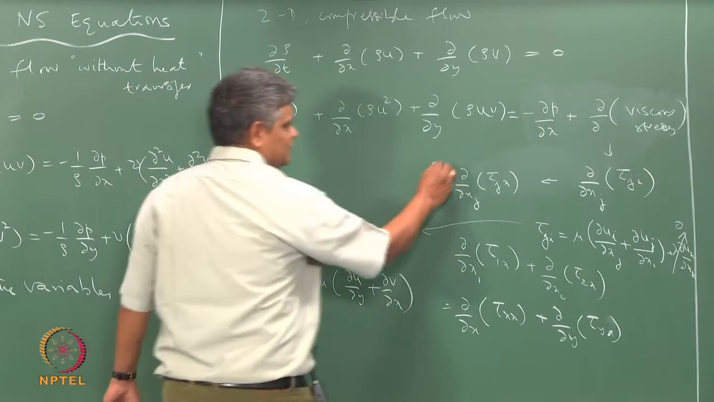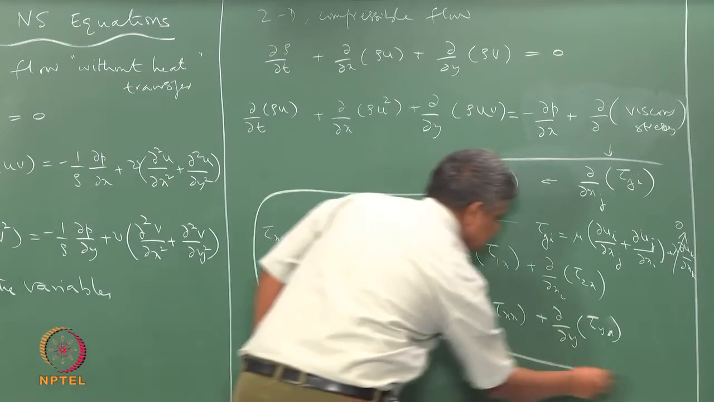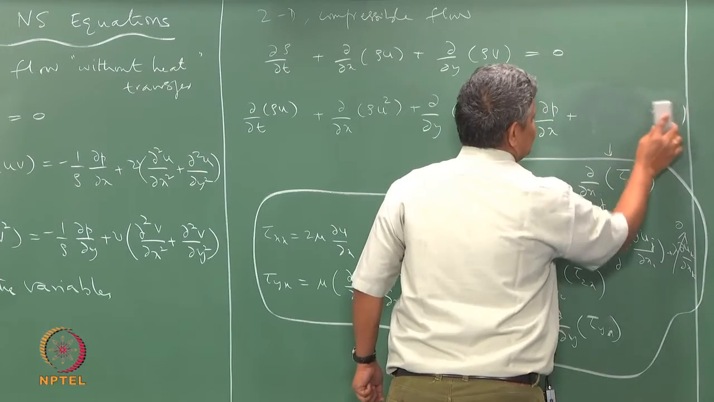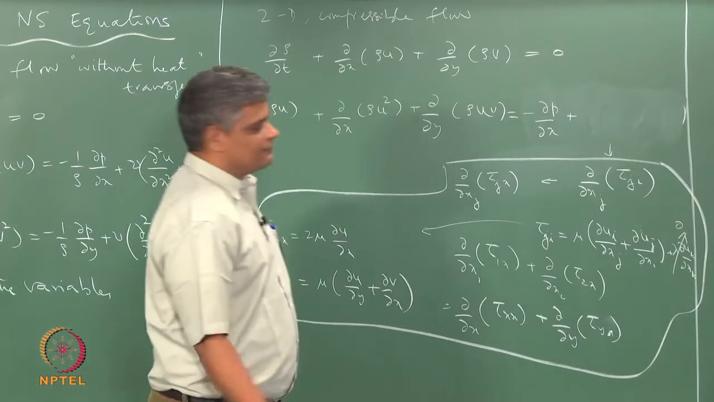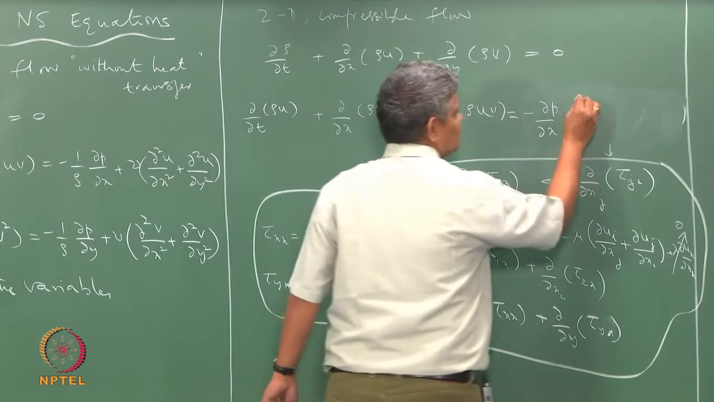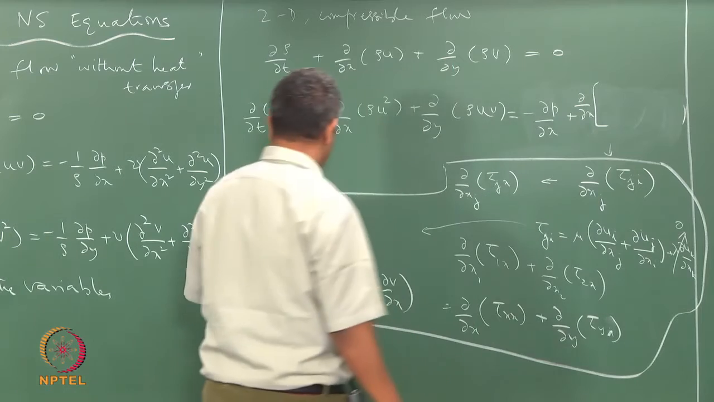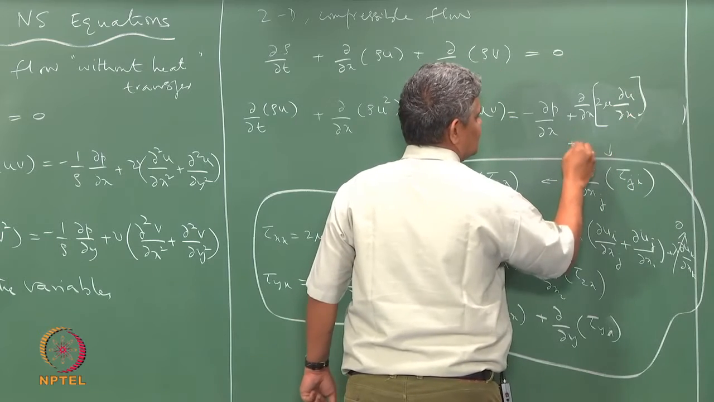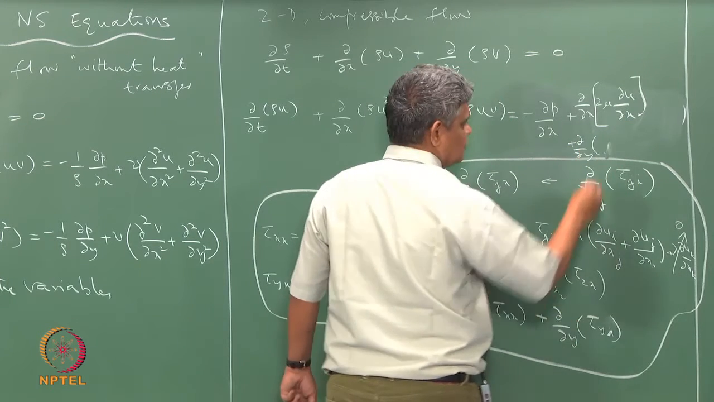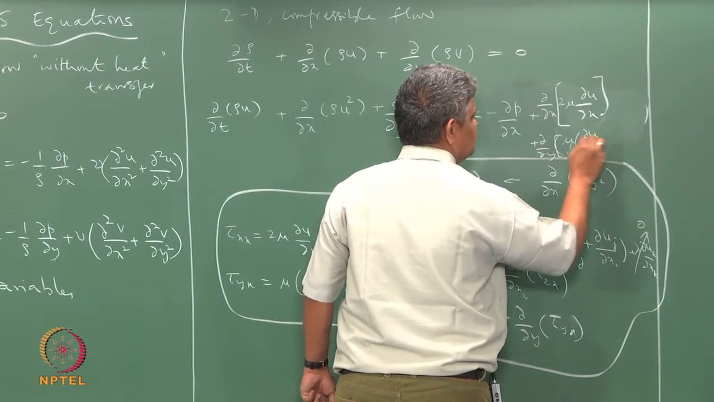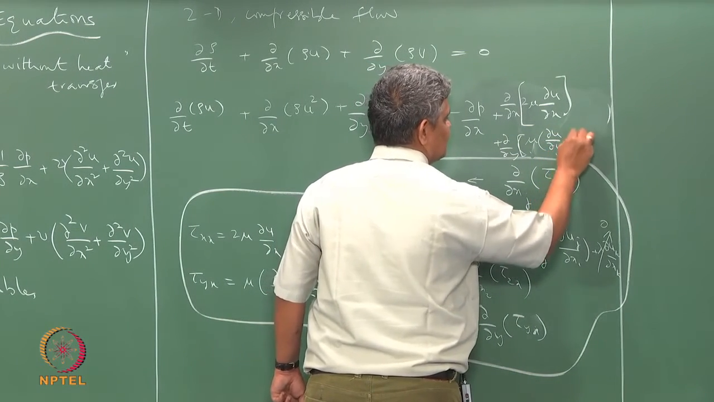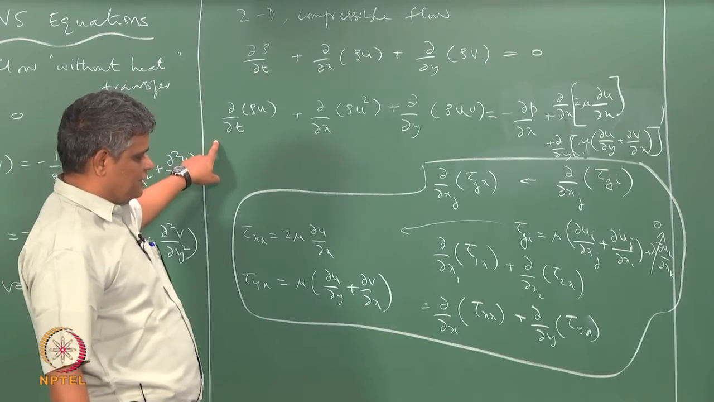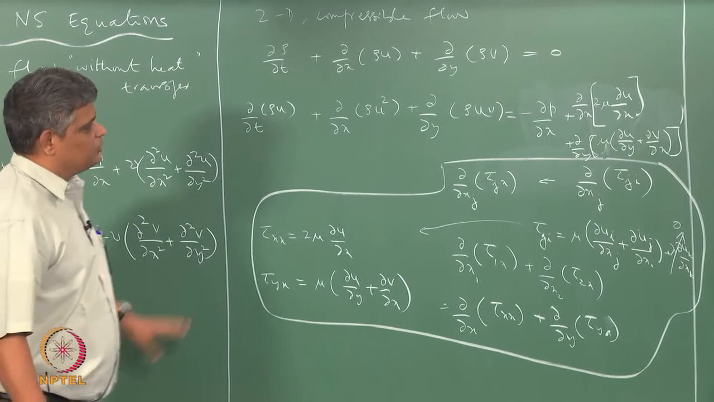So with this, let's now rewrite this expression so that we have a clear idea coming directly from the definition. And so this will be dou by dou x of 2 mu dou u by dou x plus dou by dou y of mu times dou u by dou y plus dou v by dou x. So this is the x momentum equation, and we can similarly write the y momentum equation.